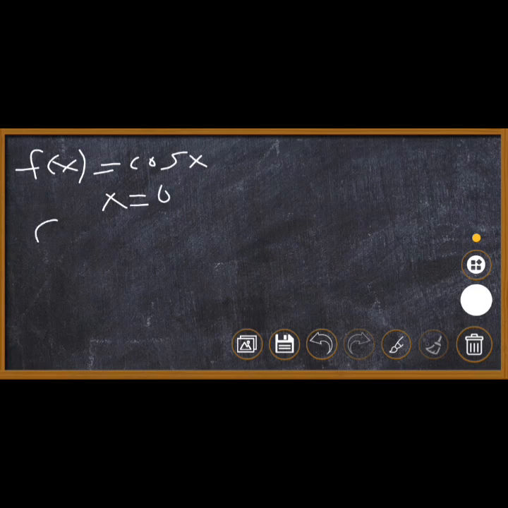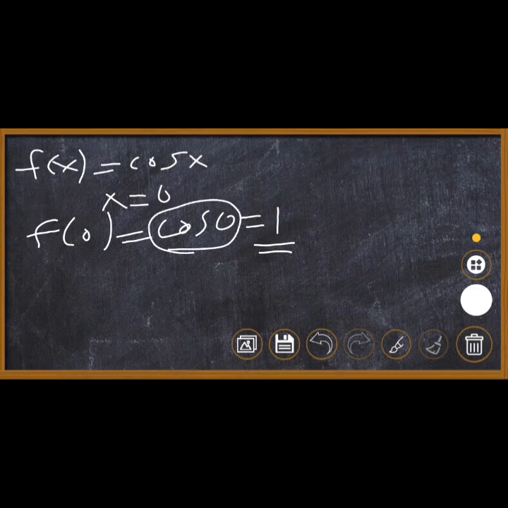So when you replace where there is x with 0, what are you going to have? You're going to have cos of 0. So what is cos of 0? Of course, it's going to be 1. You can just take note of that on your calculator. So where there is cos of 0, it's just 1. So we have found the value of f of 0.